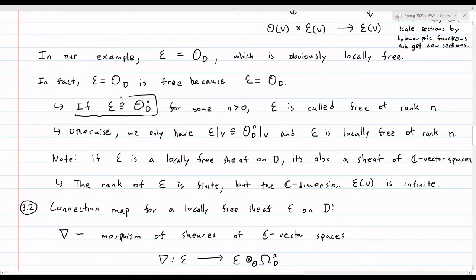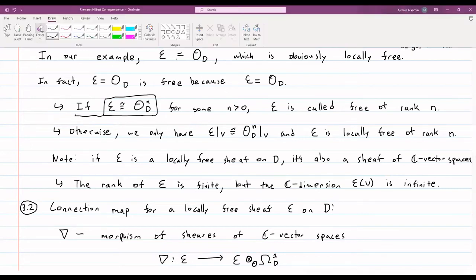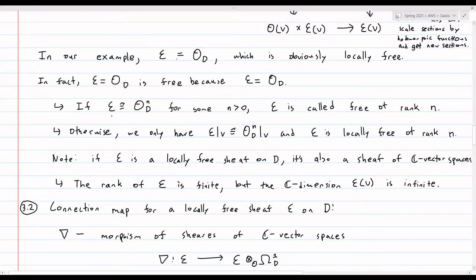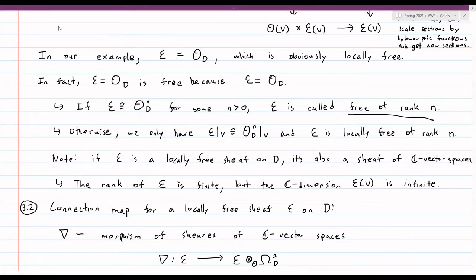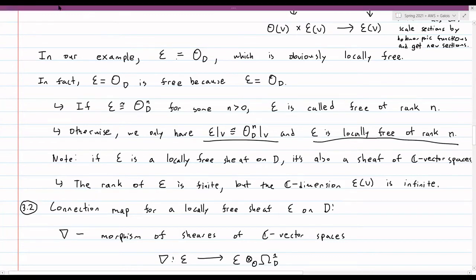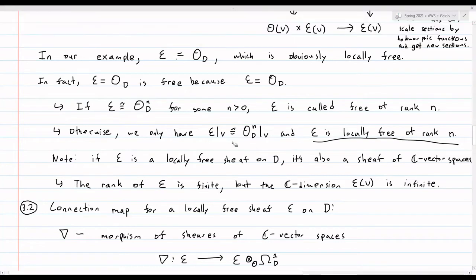If globally E is just O^n, which is the n-tuples of holomorphic functions, for some n greater than 0. So I'm not looking at local sets, I'm just looking at the entire domain now. Then E is called free of rank n. That's what it means to be free: globally you look like O^n. Otherwise, we only have that locally you look like O^n, and then E is called locally free of rank n.